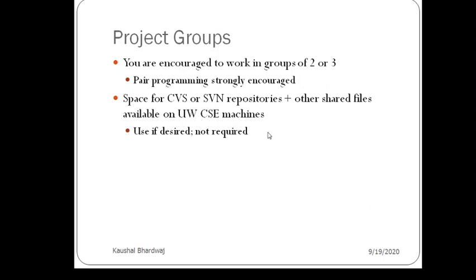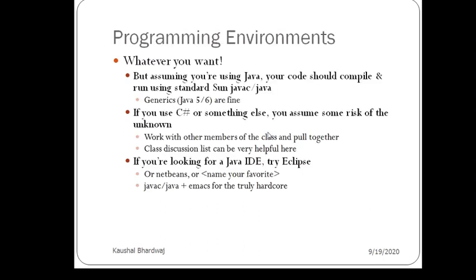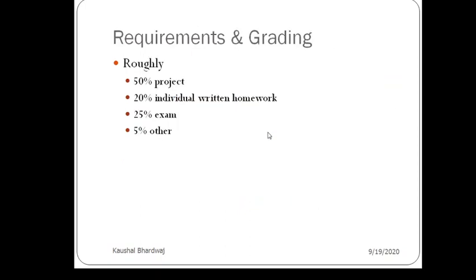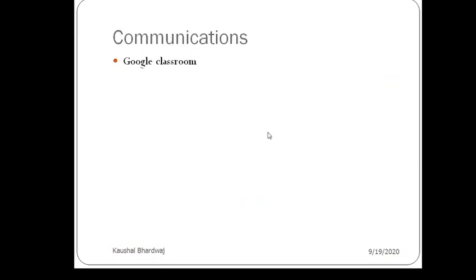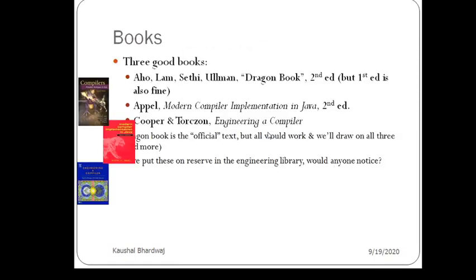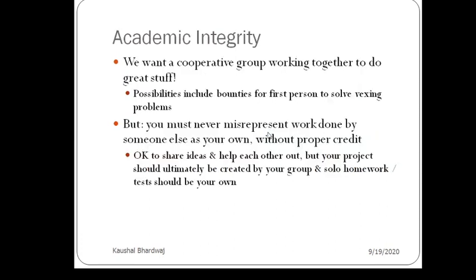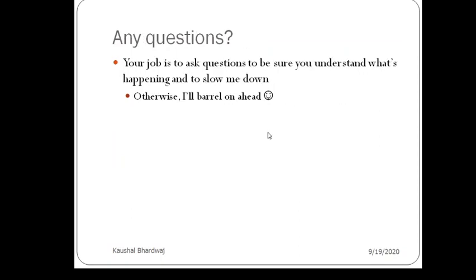Groups should be of two or three. There is no fixed programming environment; whatever you decide you can use. Google Classroom should be gone through for project details, and these are the books. Ullman is the best book you should go through, and you should maintain academic integrity. In the next video, we will try to include more things. Thank you.